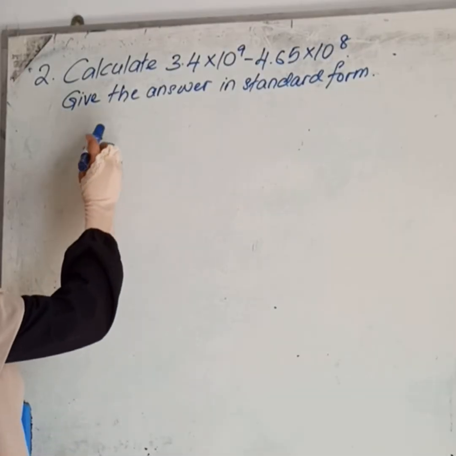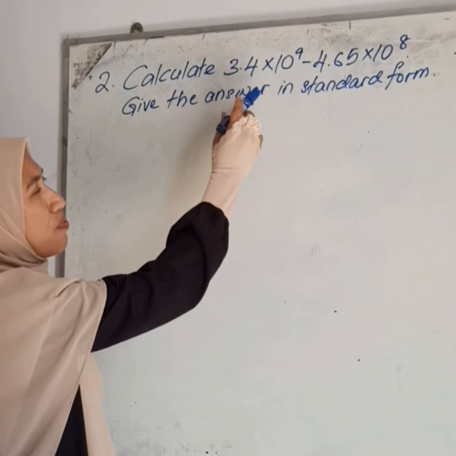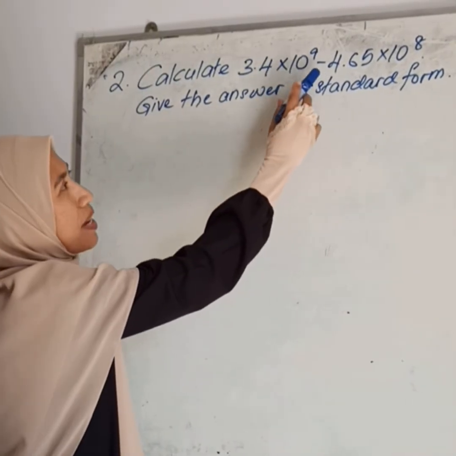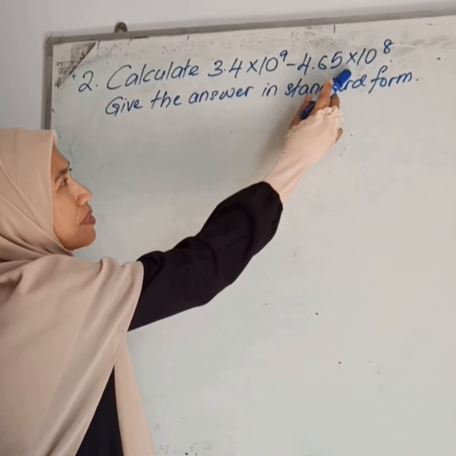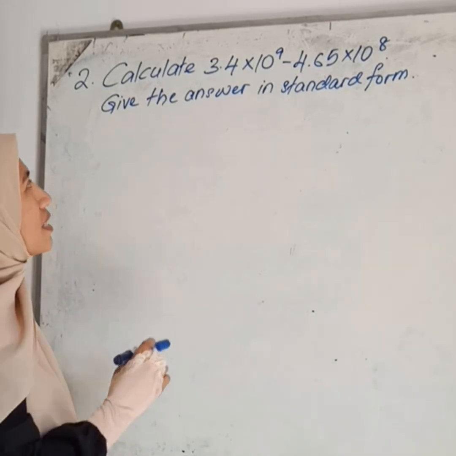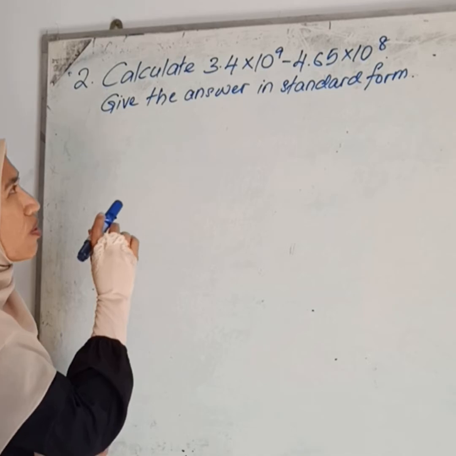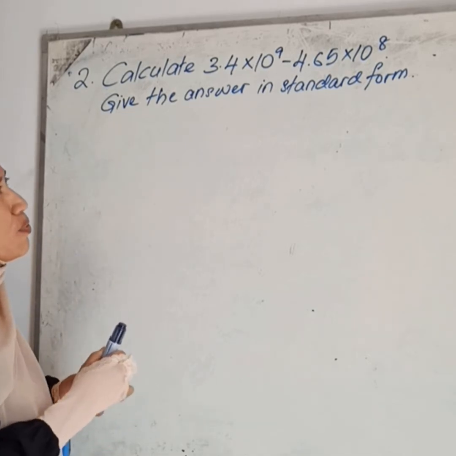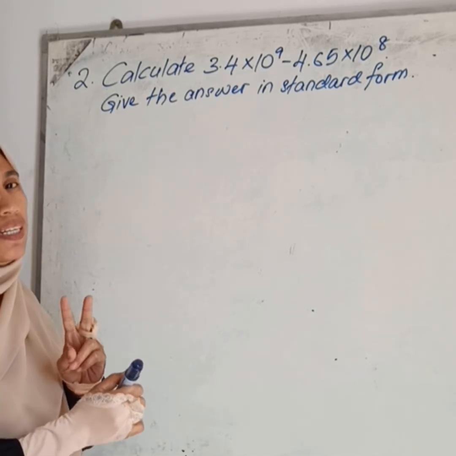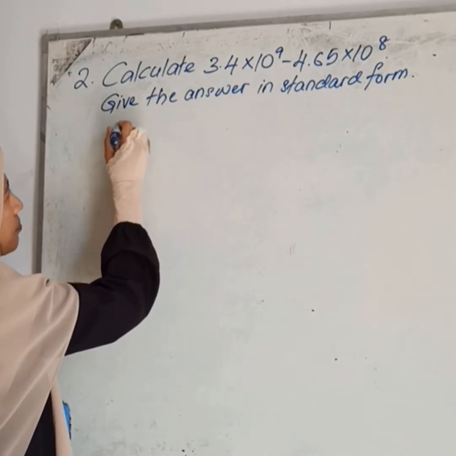Okay, number 2. Calculate 3.4 times 10 to the power of 9 minus 4.65 times 10 to the power of 8. Give the answer in standard form. Okay, to solve this question, we can use two methods. Okay, first method.